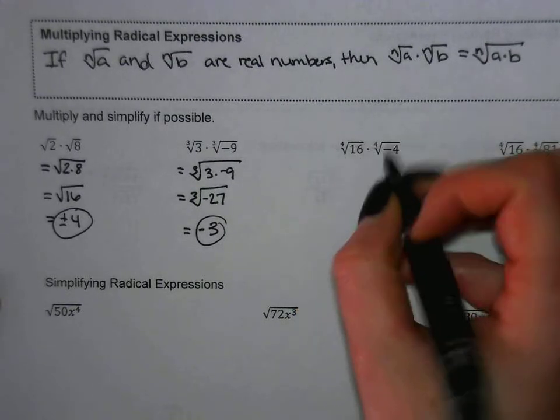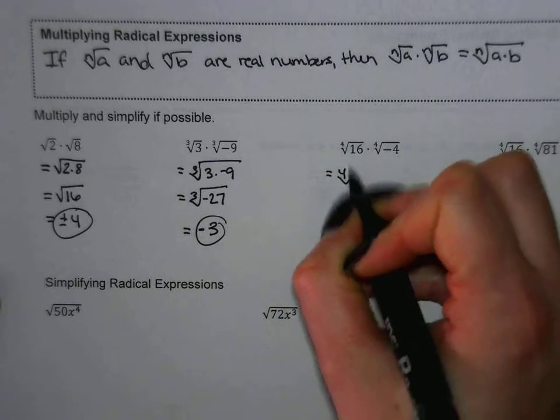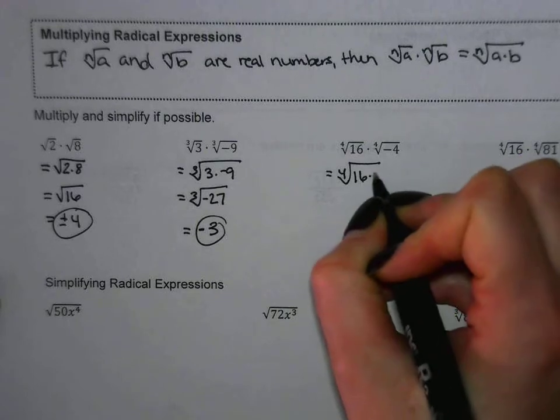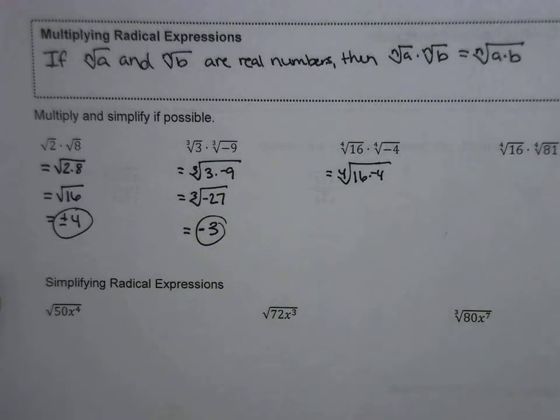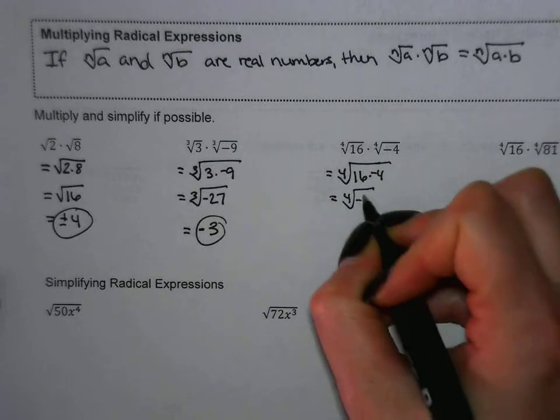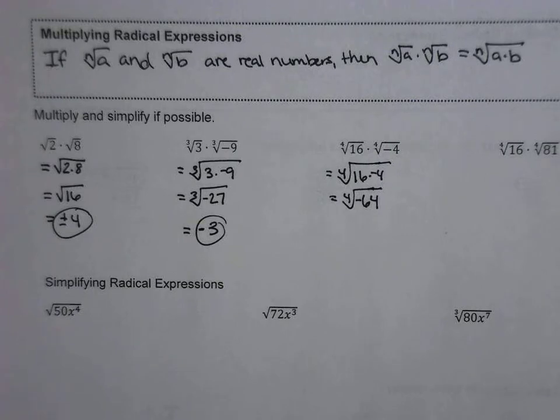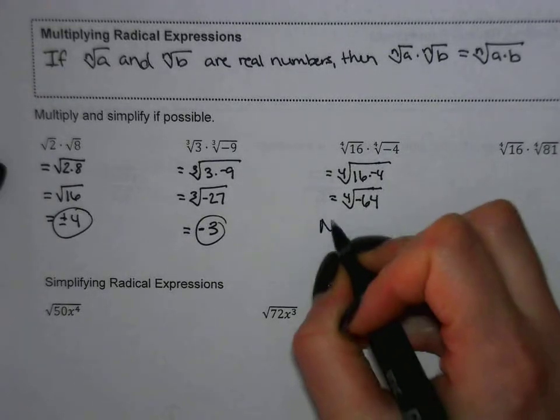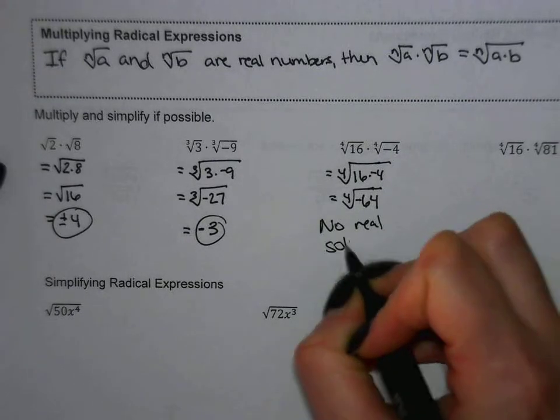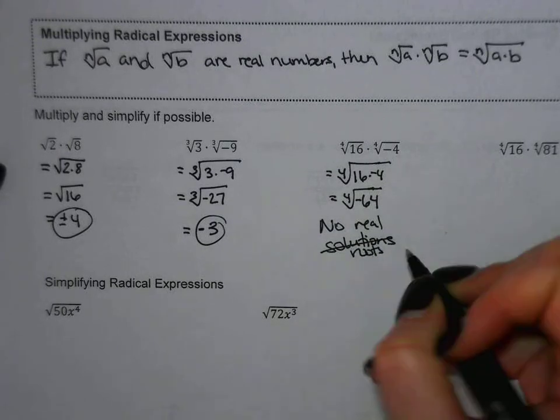So here we have the fourth root of 16 times the fourth root of negative 4. So that means we would have the fourth root of 16 times negative 4, and 16 times negative 4 is negative 64. But remember, we can't take a fourth root of a negative number, so this has no real solutions or roots, no real roots.